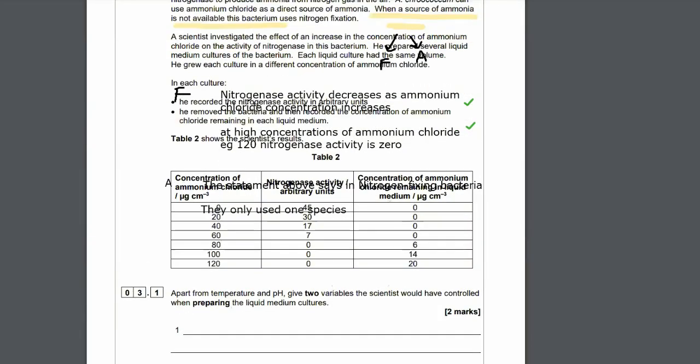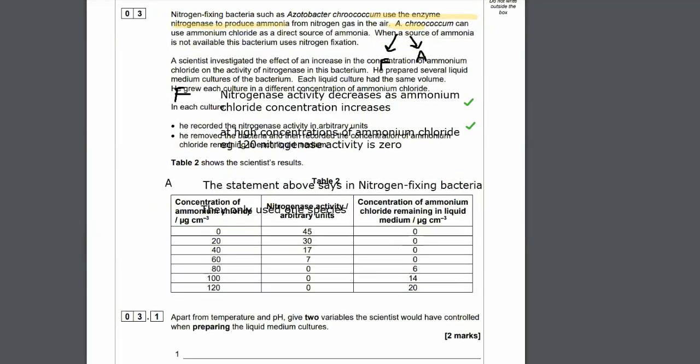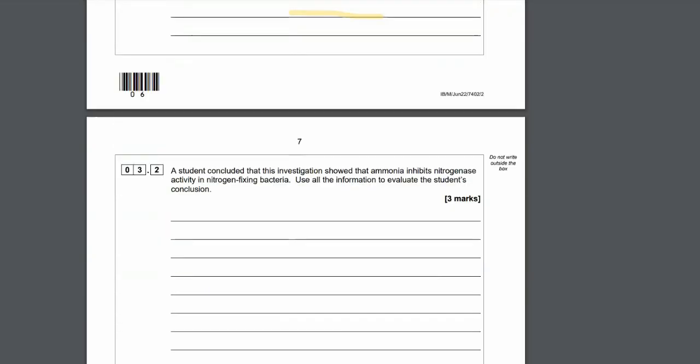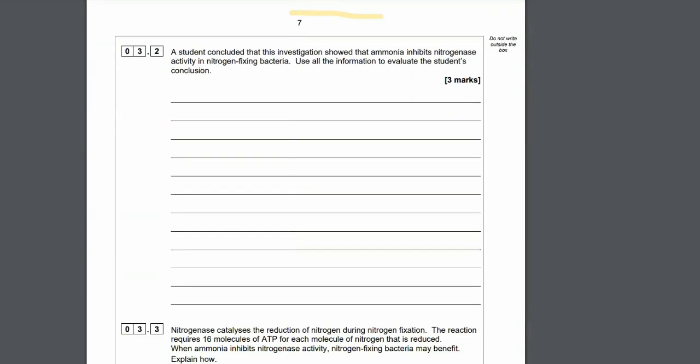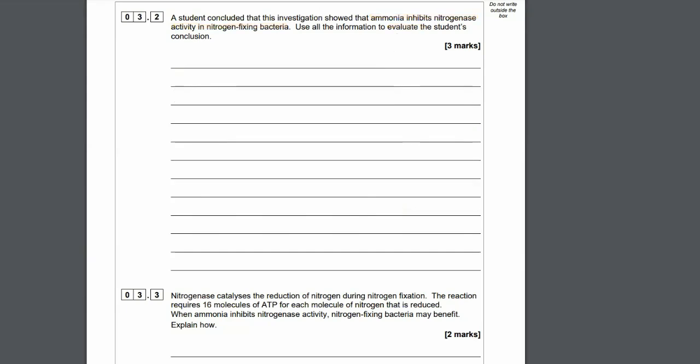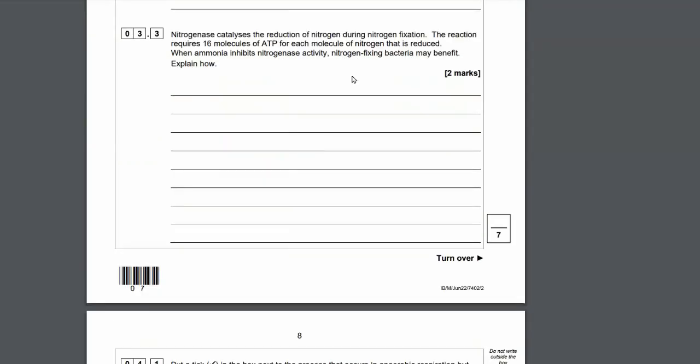Another statement is, remember that really hard name that I couldn't pronounce, Azotobacter chroococcum, whatever it was. They only used one type of bacteria in this experiment, when actually the conclusion the student made did not specify that species of bacteria. So they only did the experiment on one species. You can't label all nitrogen-fixing bacteria, so that's going against this, and that would score you the 3 marks. I'd also say the extra point is the experiment involved ammonium chloride, and yet the statement the student made referred purely to ammonia. And ammonia and ammonium chloride are 2 different things.